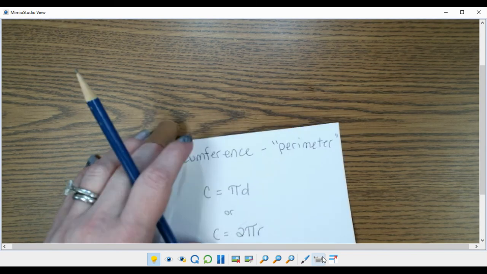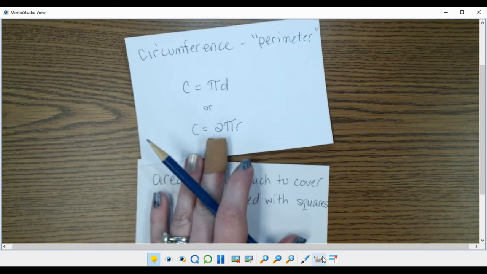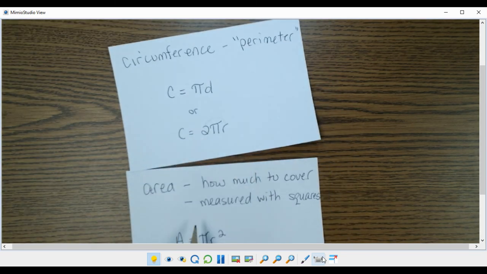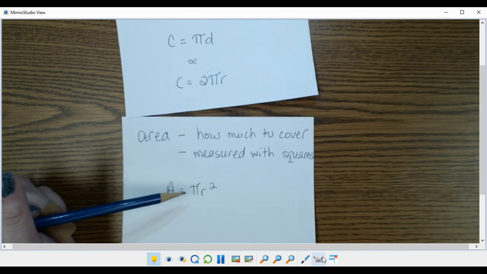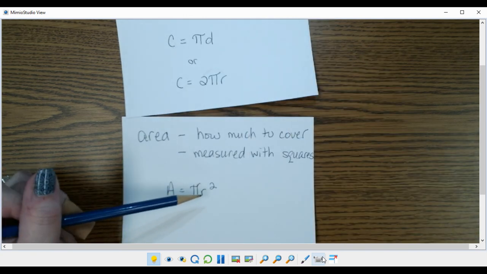The other formula that you need to be familiar with is for area. Now, I know you've talked about area for other shapes, and it's how much it takes to cover it, right? And we measure it with squares. So my floor might take 900 square feet of tile to cover. It's a very similar thing. We're going to cover a circle with squares. All right, parts of squares because it's a circle, but we're still measuring it with square inches, square feet, square yards, whatever. The formula for that is pi r squared.